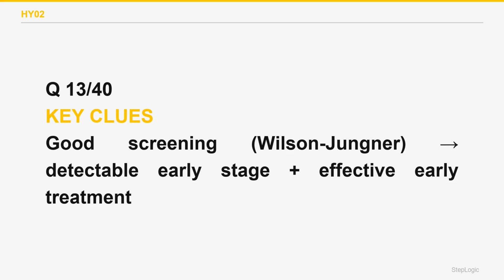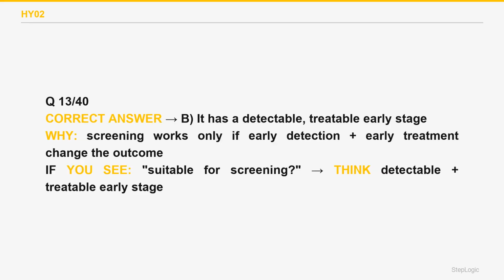A core Wilson-Jungner criterion. A disease with a treatable early phase is exactly the kind worth screening. Catching it early lets you intervene before it becomes symptomatic or incurable. The correct answer is B.